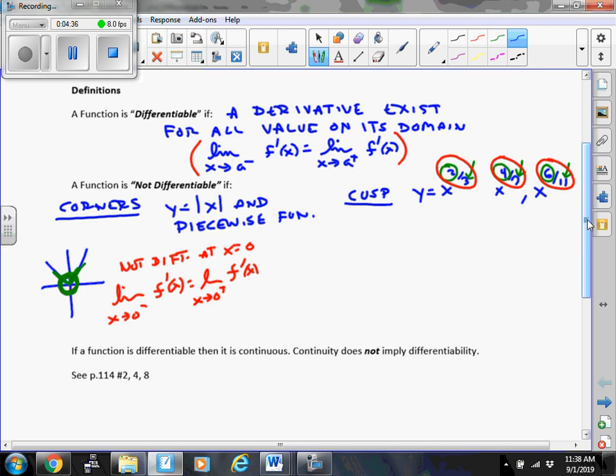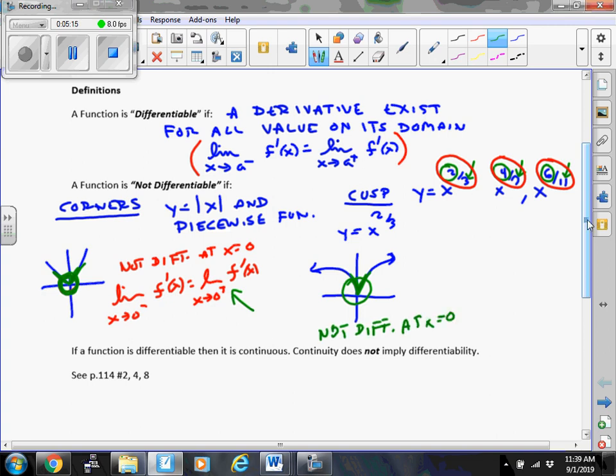So what do those look like? If I was to graph y equals x to the 2/3, it would look like this. It would look like a birdie. Okay, it's not called a birdie. Please don't go to college saying I see a birdie. This guy is not differentiable here. Again, notice I can apply this limit deal where the slope of this side is clearly not the same as the slope on this side. So at that point 0, it's not differentiable at x equals 0.